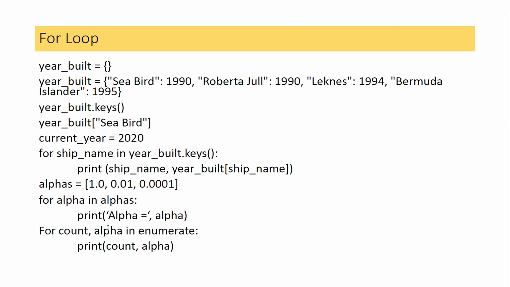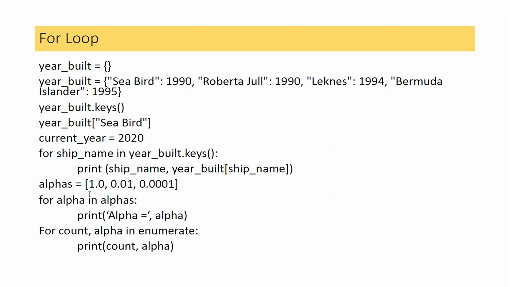Print basically shows output. So with a for loop, you can loop over year_build, and year_build can hold a dictionary, as we mentioned just now. So Seabird 1990s, and this is basically the library. year_build.keys(), and your year_build can be Seabird, and the current year equals 2020. So for ship_name in year_build keys, I can print out ship_name, comma, year_build with brackets of ship_name.